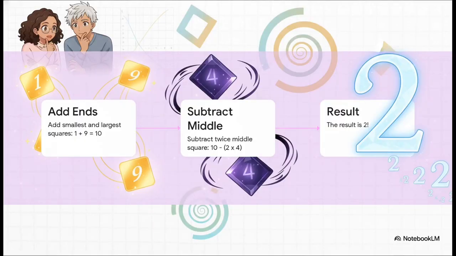Step 1, we take the smallest square, which is 1, and the largest square, 9, and we just add them together to get 10. Simple enough. Step 2, we take that sum, and we subtract exactly twice the middle square. Well, the middle square is 4. Twice that is 8. Step 3, 10 minus 8 gives us a result of 2. Now, you're probably thinking, okay, a fun little coincidence, whatever, but try with the consecutive squares 25, 36, and 49. 25 plus 49 is 74. Subtract twice 36, which is 72, and boom, you get 2 again. It miraculously equals 2 every single time.